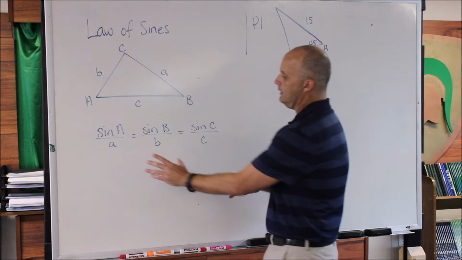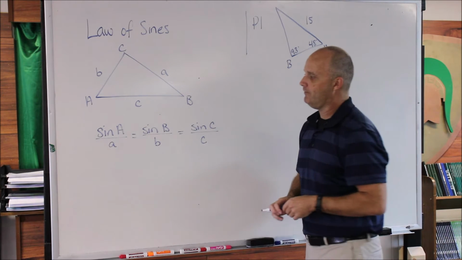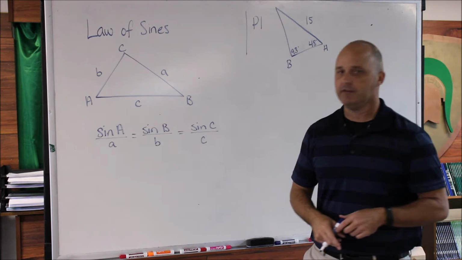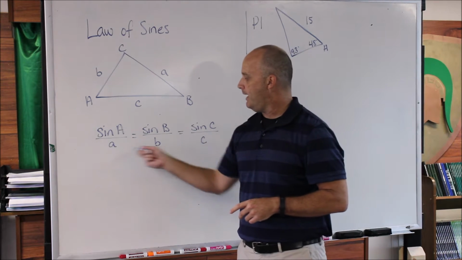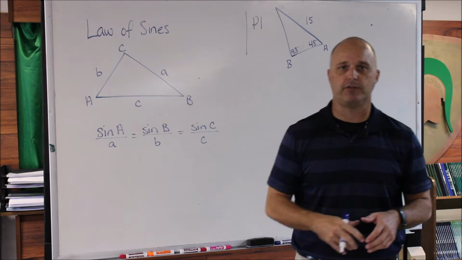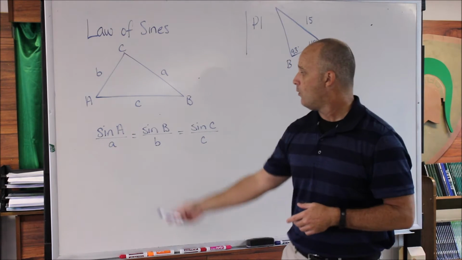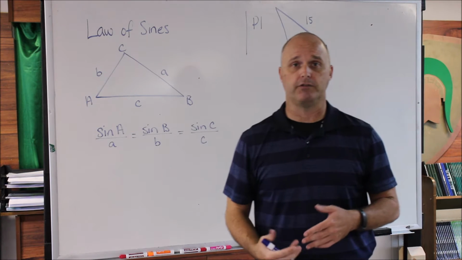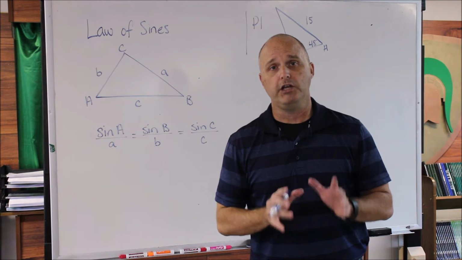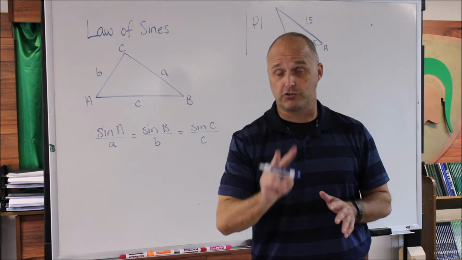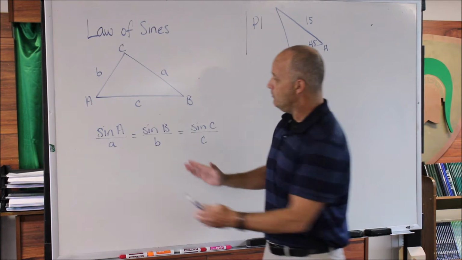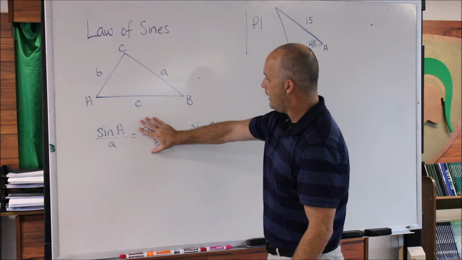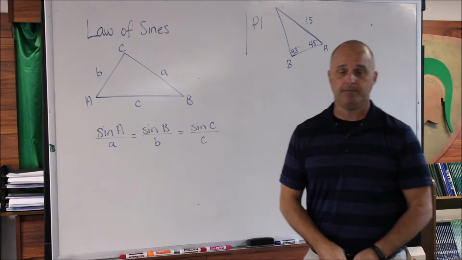So the actual formula is sine of A over a equals sine of B over b equals sine of C over c. And remember that a, b, and c in the denominators represent the length of the sides, whereas A, B, and C in the numerators represent the degree measure of the angles. Now, when you do this, you're only ever going to use two of them at a time. So you might use A and B, or you might use B and C, or you might use A and C and just forget B.